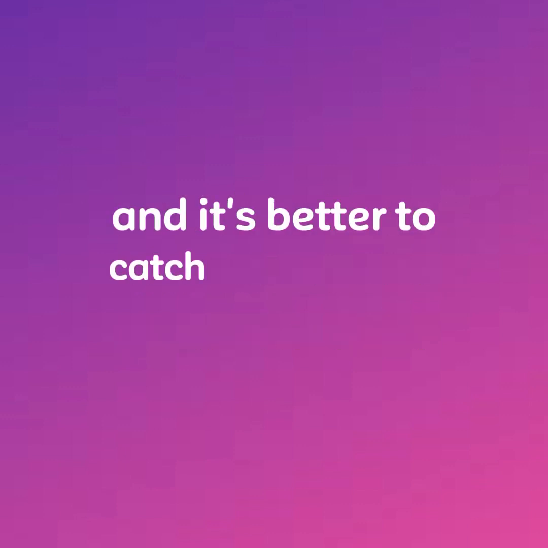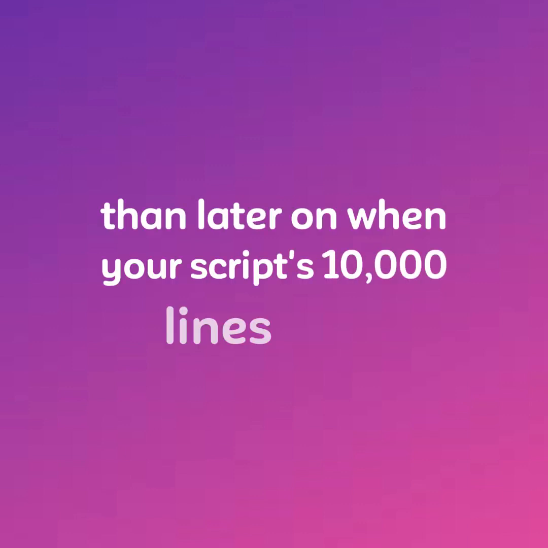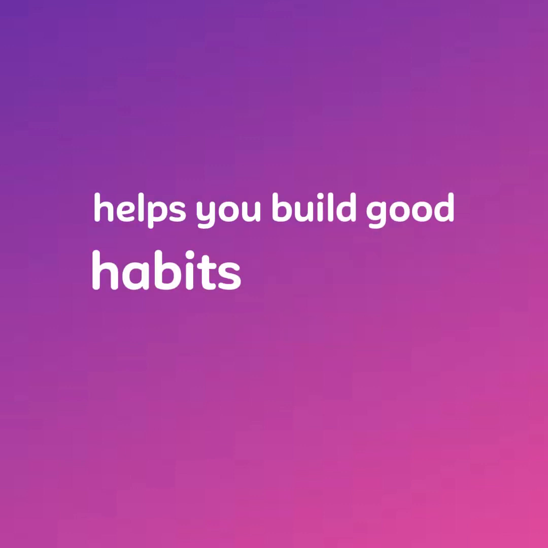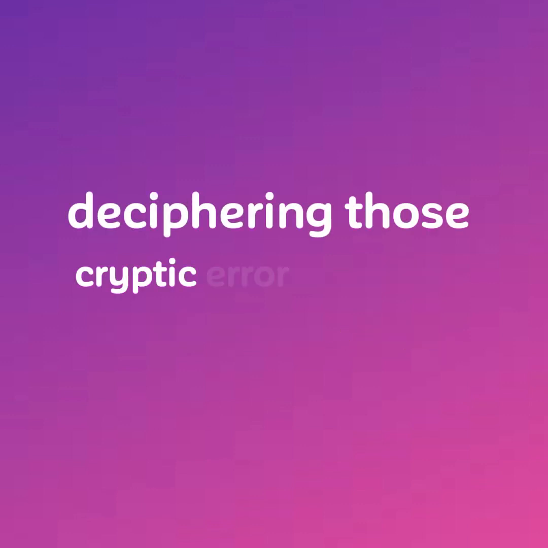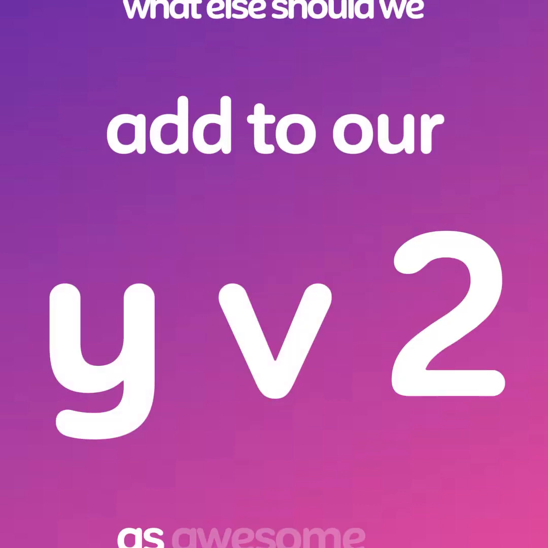And it's better to catch those things early, yes, definitely, than later on when your script's 10,000 lines long. Absolutely. It helps you build good habits from the beginning. So less time spent deciphering those cryptic error messages. Right. More time actually learning and scripting. Exactly. What else should we add to our why V2 is awesome list?